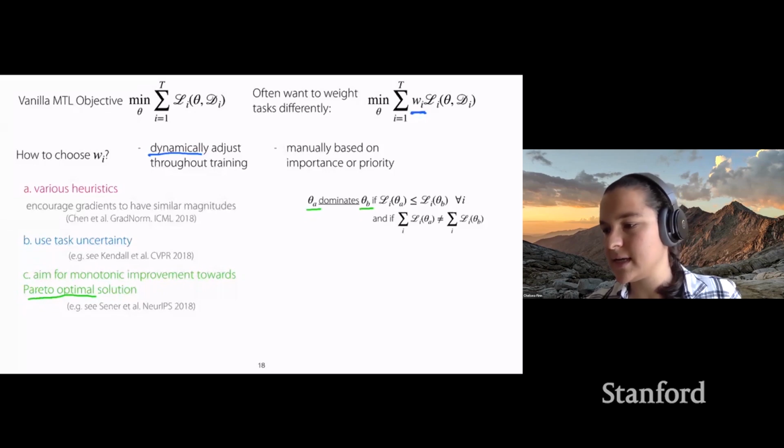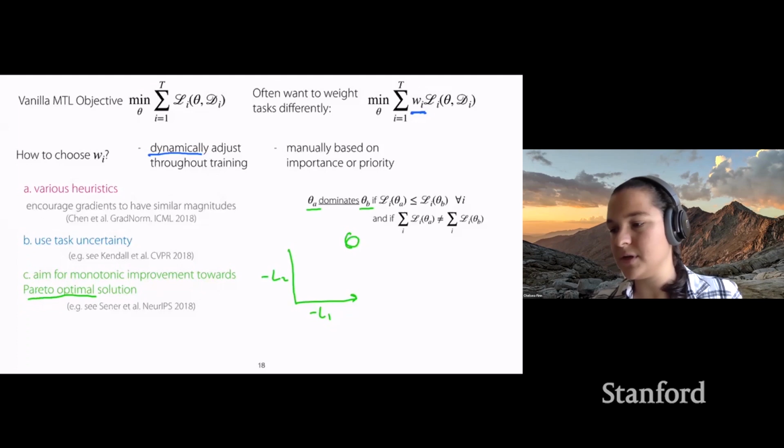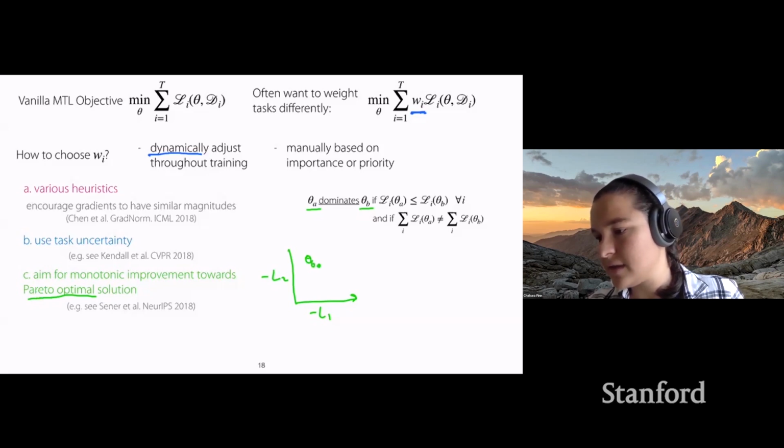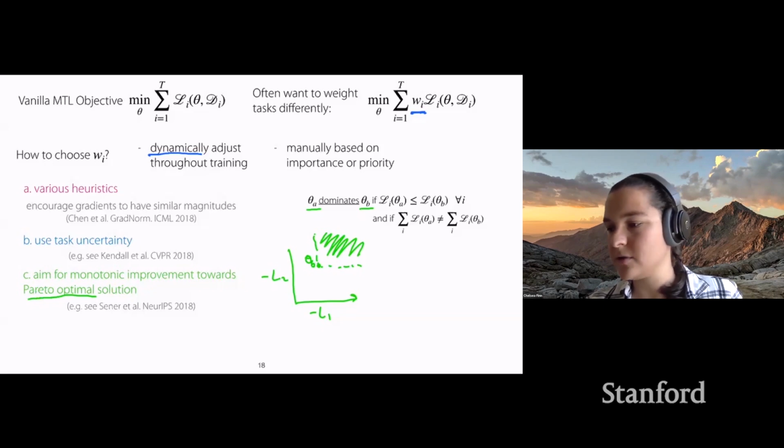Basically, say you plot the negative loss for one task and the negative loss for another task. Ideally, you want to be somewhere around here, which means that you have the lowest loss for both of the tasks. If you have one vector here, theta b, then anything in this region right here will dominate theta b, including things that are on this line, and everything that's not in this region will not dominate theta b. So if theta a is somewhere over here, then it dominates theta b.